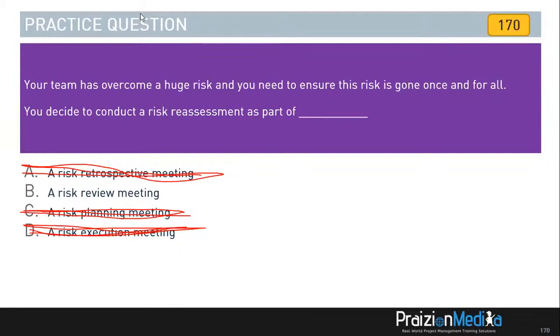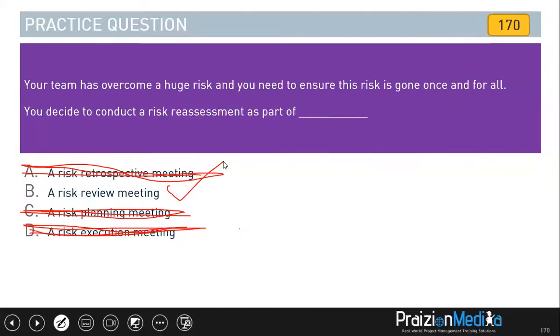So risk responses are carried out all right. But then we have a point in time where we ask, was this the best response? Was this a worthwhile approach to our risks? Was this good or not? So the best answer to this, my friends, is option B. It's a risk review meeting. And you can find this in the PMBOK Guide 6th edition under the tools and techniques there.